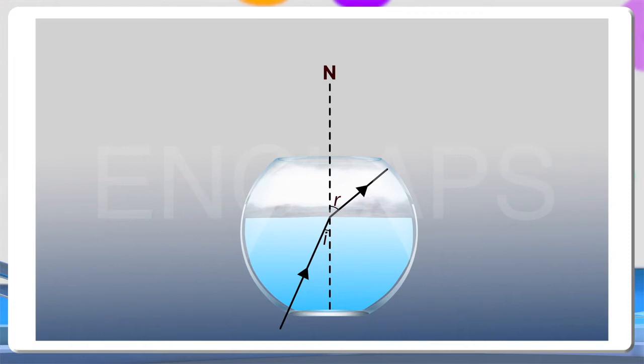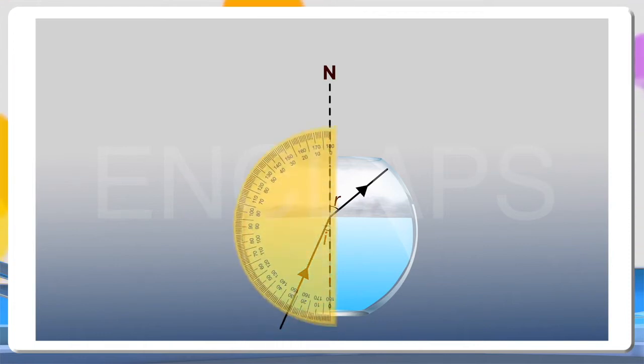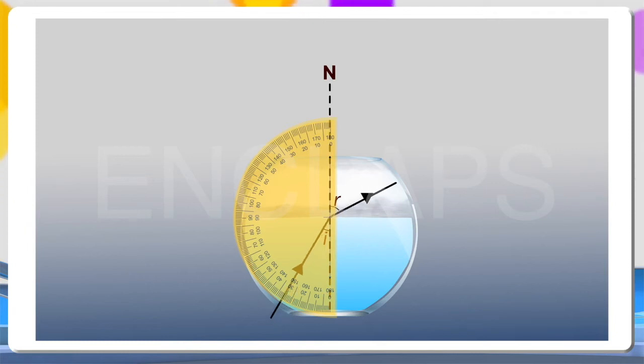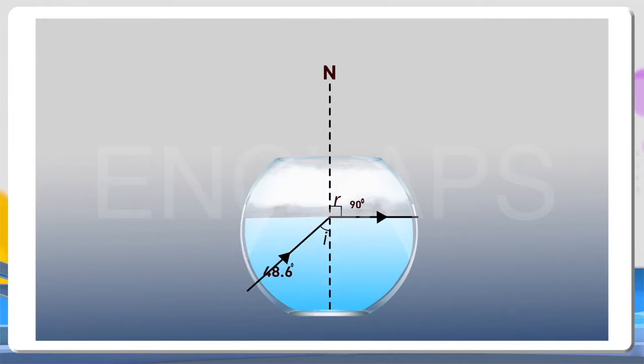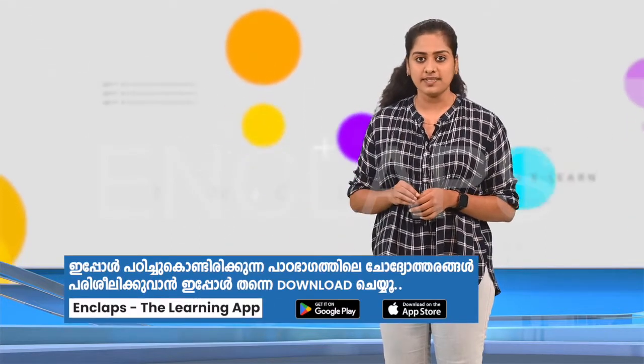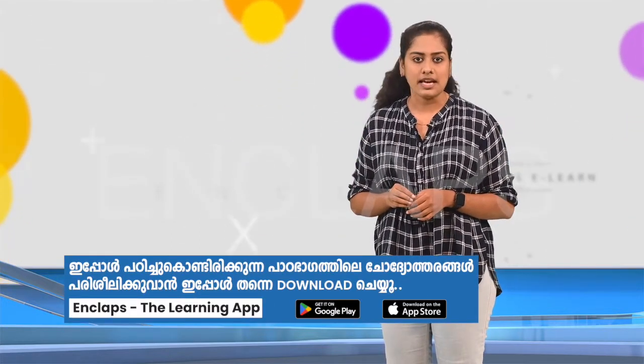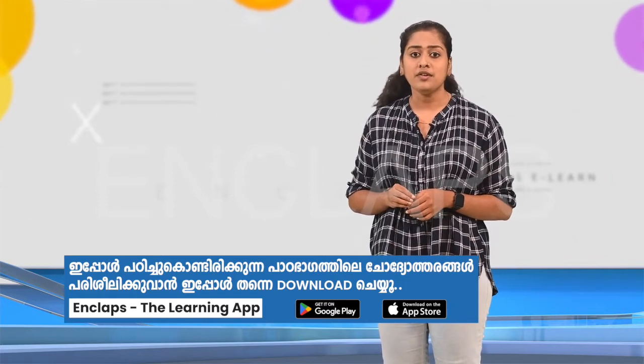Now, we are increasing the angle of incidence gradually. As the angle of incidence increases, the angle of refraction also increases. At a particular angle of incidence, the refracted ray passes along the surface of water. That is, the surface of separation of the two media. Here, the angle of refraction becomes 90 degrees. Here, the refractions happen from the denser medium to the rarer medium.